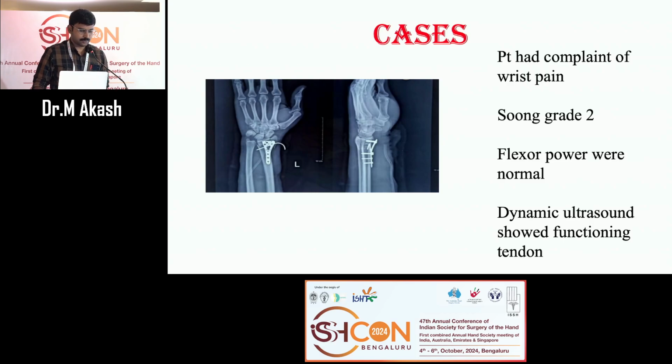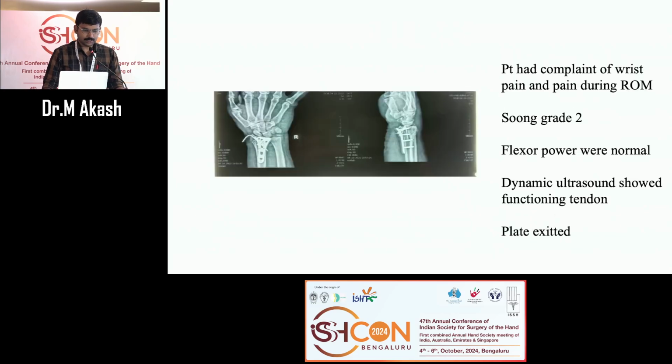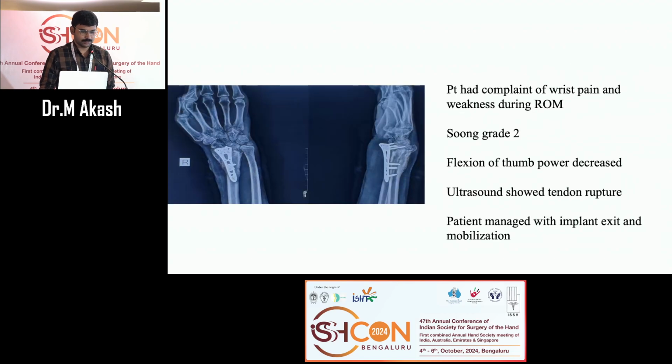This is a case of left distal radius fracture managed with plating, who fell into Sung grade 2, but ultrasound showed the tendon was normal and power was normal, but the patient had chronic pain, so the plate exit was done. And this is another patient with right-sided volar plating. Ultrasound showed a functioning tendon, but since the patient had tendinitis-like symptoms, the plate exit was done.